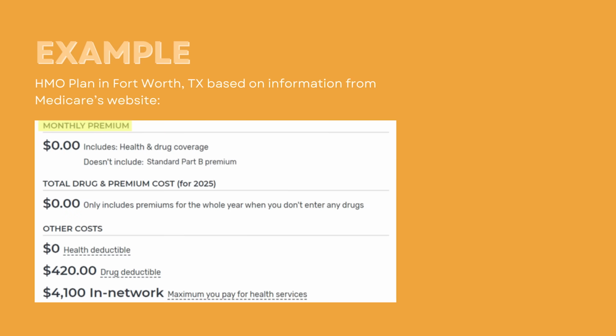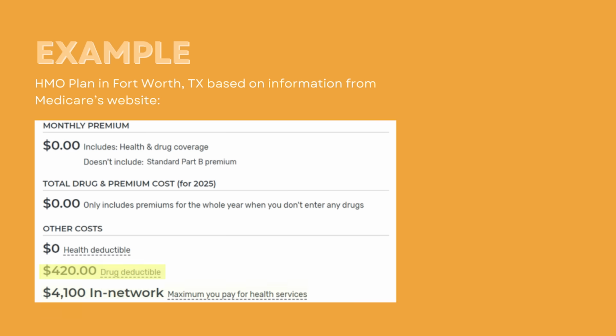Here's a Medicare Advantage HMO plan in Fort Worth, Texas, based on information from Medicare's website. Looking at this, you can see that the plan has a $0 premium, which means that you pay nothing more for the plan than you are already paying for Part B. It has a $0 deductible for healthcare services, meaning there is no deductible that you have to pay up front for Part A and B services within the plan, which is great. However, on the Part D side of the plan, there is a $420 deductible that must be met before your prescription drug coverage kicks in.